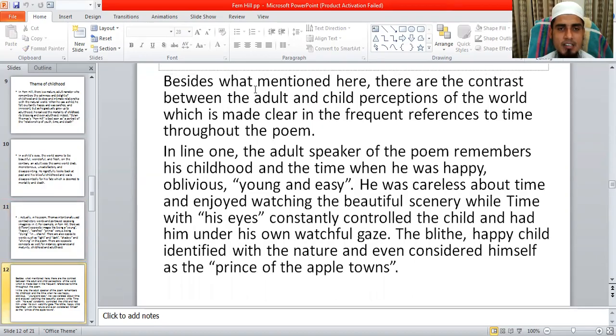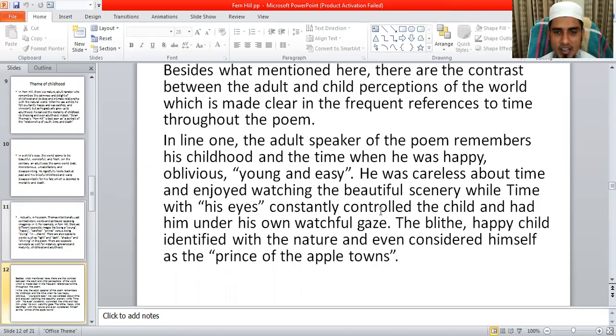Now we can say, besides what is mentioned here, there is the contrast between the adult and the child perceptions of the world, which is made clear in their frequent references to time throughout the poem. So in line 1, the adult speaker of the poem remembers his childhood and the time when he was happy, oblivious, young and easy. He was careless about time and enjoyed watching the beautiful scenery, while time with his eyes constantly controlled the child and had him under his own watchful gaze.